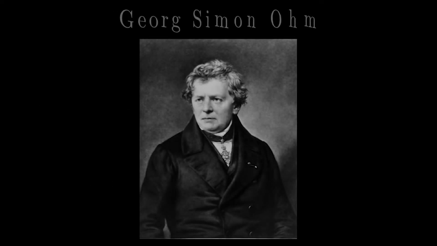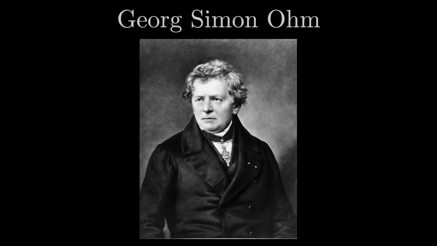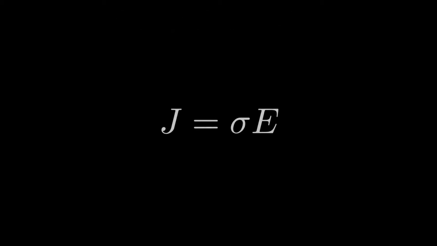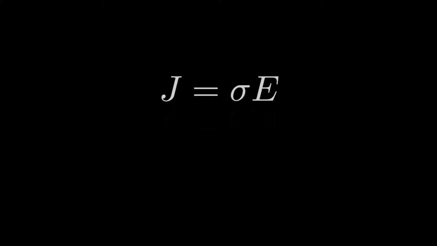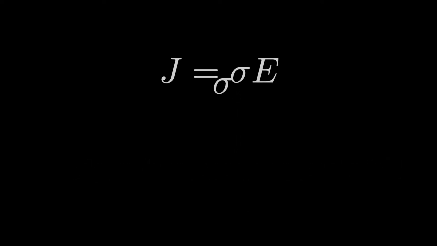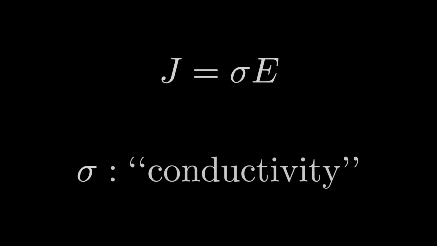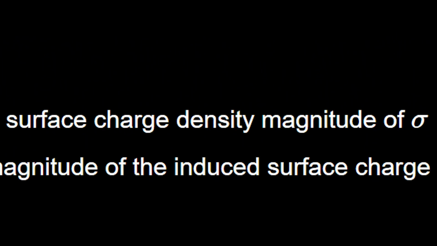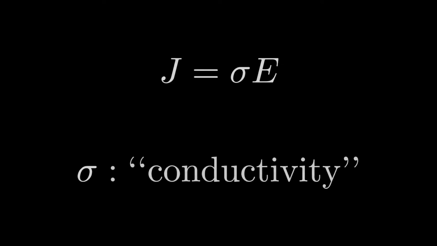Now, George Simon Ohm comes along, and he notices something really interesting that happens in some materials. It turns out that in many conductive materials, the current density in that material is directly proportional to the electric field induced inside that material. This proportionality constant, sigma, depends only on the material itself, and it's different for each conductive material. Sigma is called the conductivity of the material, and it's not to be confused with the surface charge density we've defined previously, which we also called sigma. Don't worry though, we won't be working with conductivity all that much after this video.